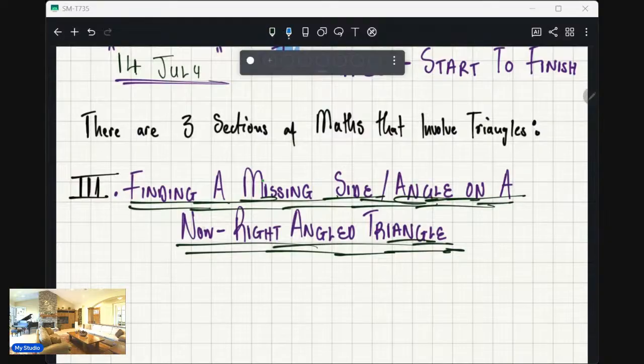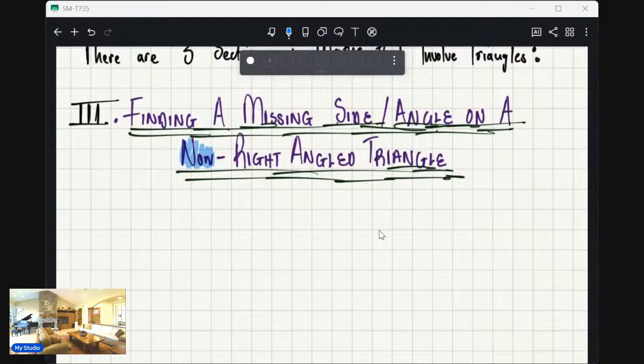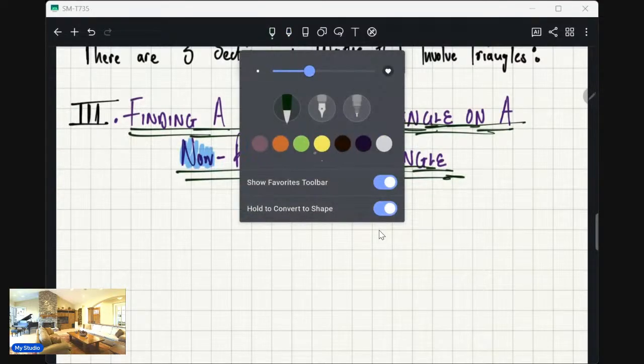So highlight this: non right angled. There is no right angle. So you have a situation here. There is no right angle. Are we together? And you are supposed to find a missing side. Here's what you do. Don't let me down, please.